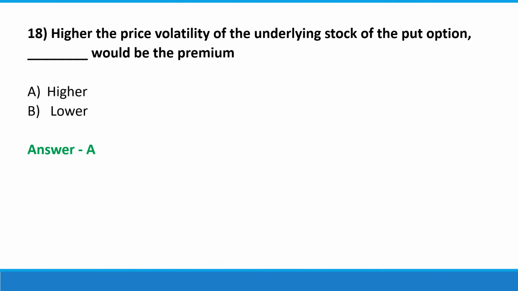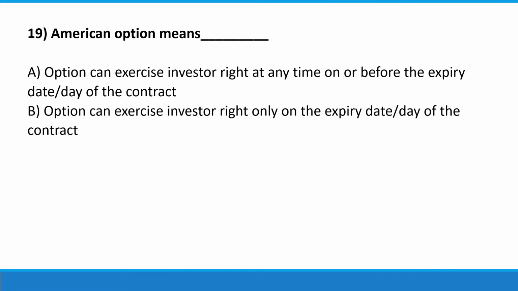Next question. American option means: option A, the option can be exercised by the investor at any time on or before the expiry date or day of the contract. Option B, the option can be exercised by the investor only on the expiry date or day of the contract. The correct answer is option A, the option can be exercised by the investor at any time on or before the expiry date or day of the contract. Next question.